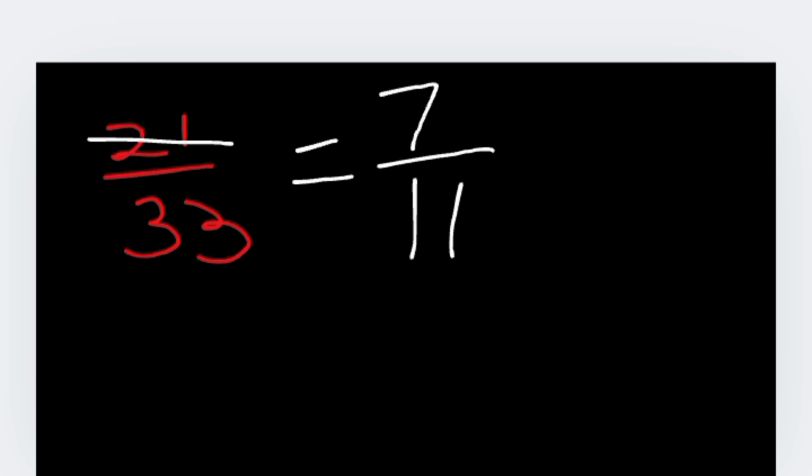So for this we have 21 over 33. What is the simplest number that can divide 21 as well as 33? So we say 3 can divide 21, and that will give us 7, all over 3 can divide 33, that will give us 11, because 11 times 3 is 33. So our simplest form of 21 over 33 is 7 over 11.